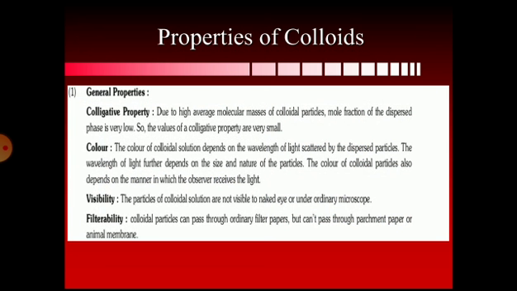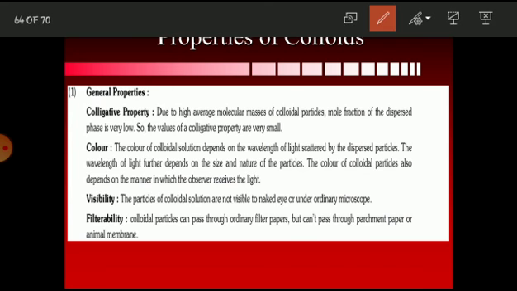So in general properties, why will the colloidal solution show low colligative properties? Because due to the high average molecular mass of the colloidal particles, the mole fraction of the dispersed phase is very low, so the values of the colligative properties are very small. Whatever value we get for the colloidal particles will be very small, because of the high average molecular mass of the colloidal particles and the very low mole fraction of the dispersed phase. That's why the value of the colligative property is very small.